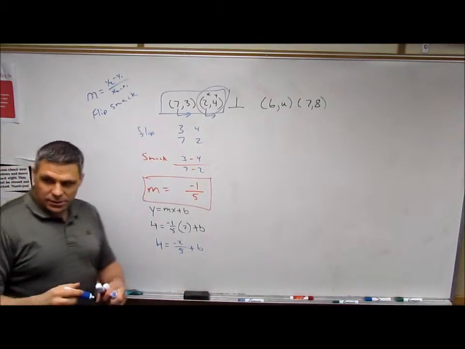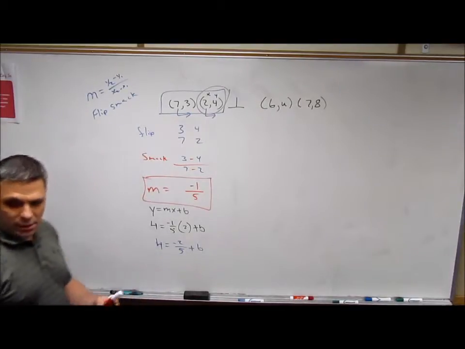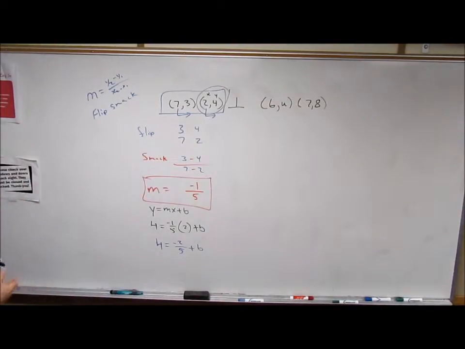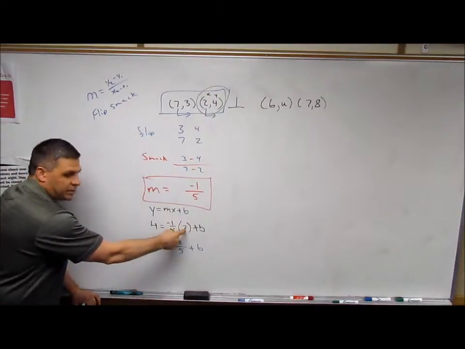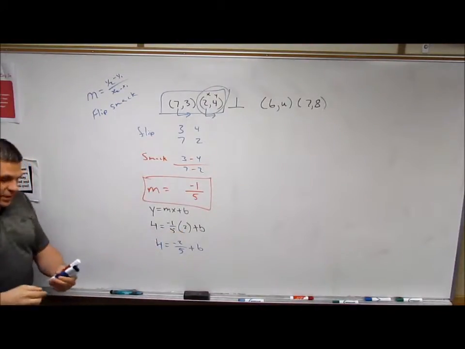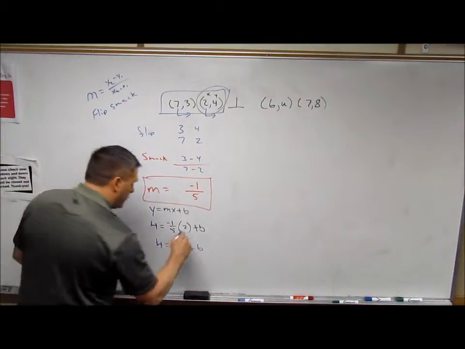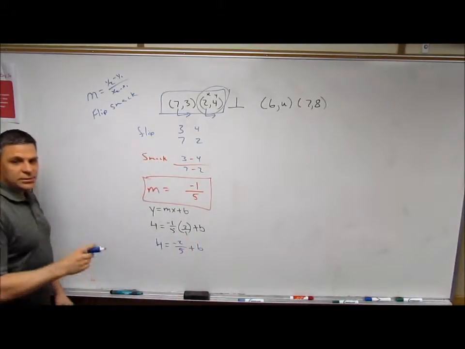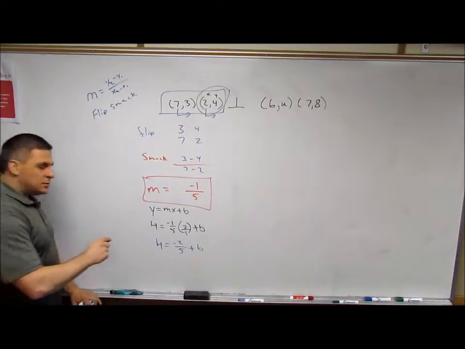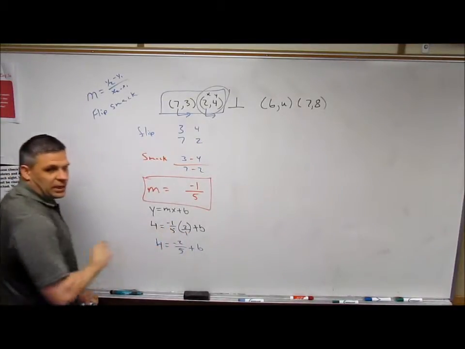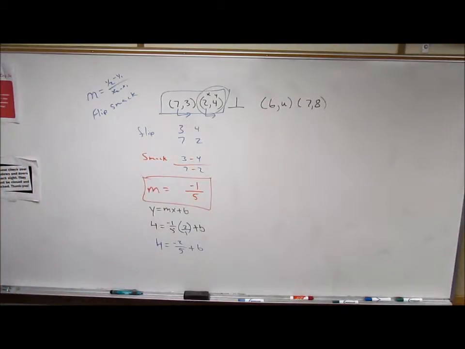You got 4 equals negative 2 over 5. So I multiply the 2 times the 1/5. You have to remember that's 2 over 1. So it's 1 times 5 and 2 times negative 1. Top against top, bottom against bottom. Yep. Okay?